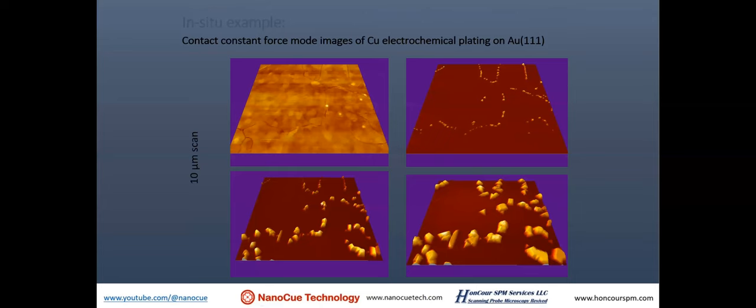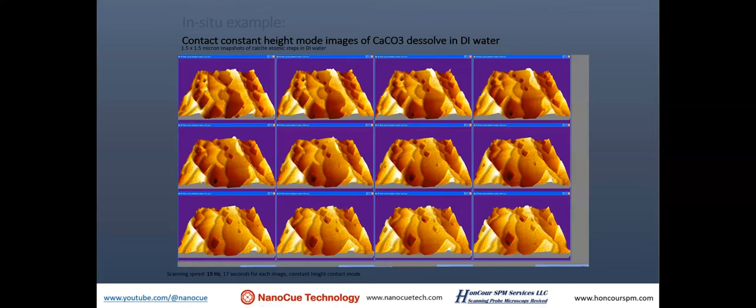Some examples: this is in sulfuric acid and copper sulfate, and you control the potential of your sample substrate and then cause the copper to deposit on the surface of the gold thin films. And then you can see the growth of these crystals in situ by controlling the potentials. This is a constant height scan of dissolving calcium carbonate. Basically you scan relatively fast, and as you scan you put a drop of water and keep scanning in constant height mode, and then you can see the dissolution of this calcite crystal. A lot of fun to observe these chemical reactions.